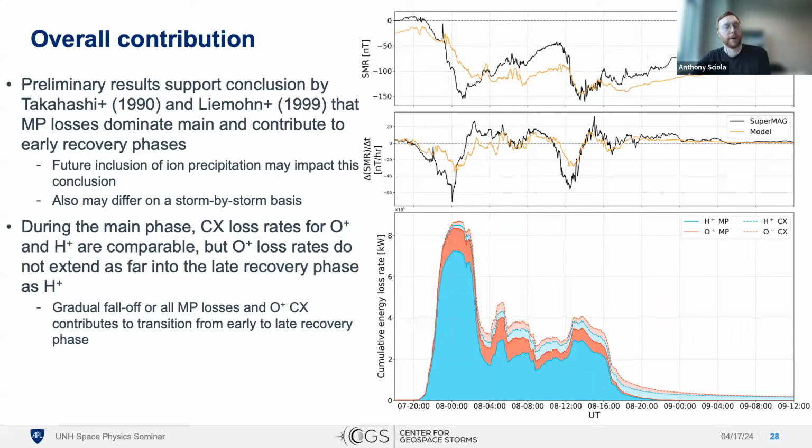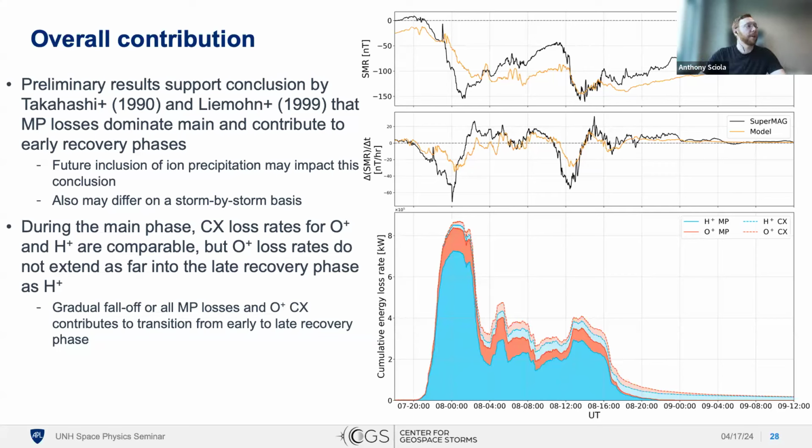So if we package this all up and look at the overall contribution, here I'm showing the same information, but as a cumulative plot to see it all together. These preliminary results are supporting the conclusions made by some modeling studies of Takahashi et al. and Limon et al., that magnetopause losses do dominate during the main phase and contribute to an extent to the early recovery phase. However, we need to include other factors such as ion precipitation to capture those effects as well.